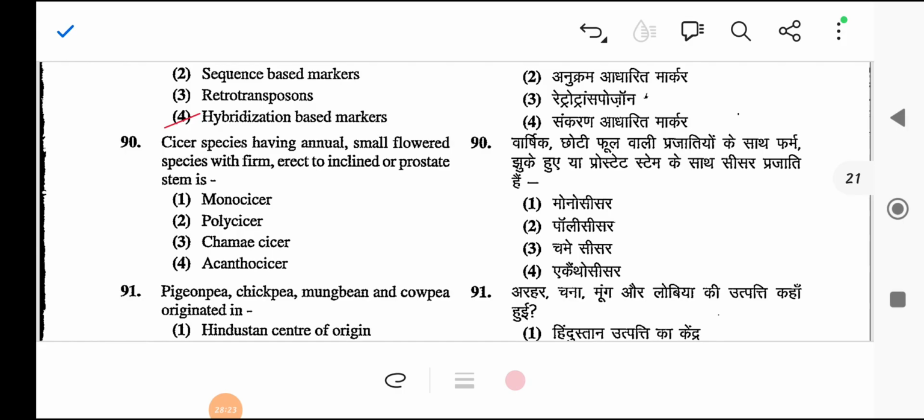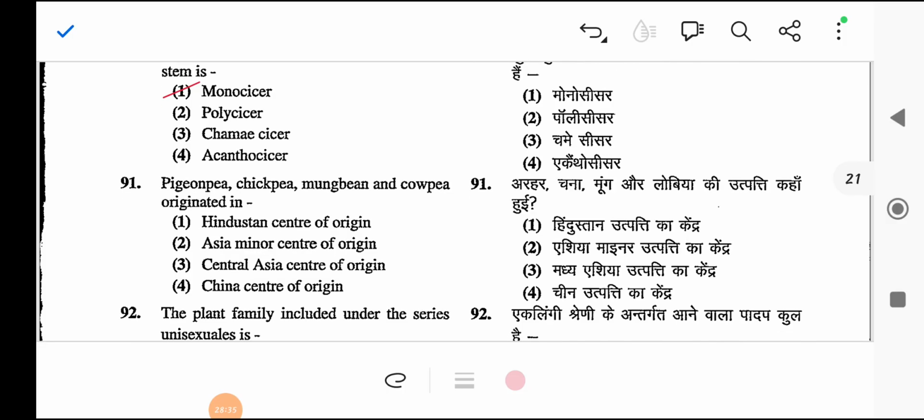Here it is asking which Cicer species is having firm erect to inclined or prostrate stem. It is monocicer. Next is pigeon pea. So another question we have done about pigeon pea. What was that? Can you remember what was the question we did for pigeon pea? It was that pigeon pea hybrid ICPH8. It was developed by a cross between Prabhat and ICPL 161. Okay, Prabhat and ICPL 161.